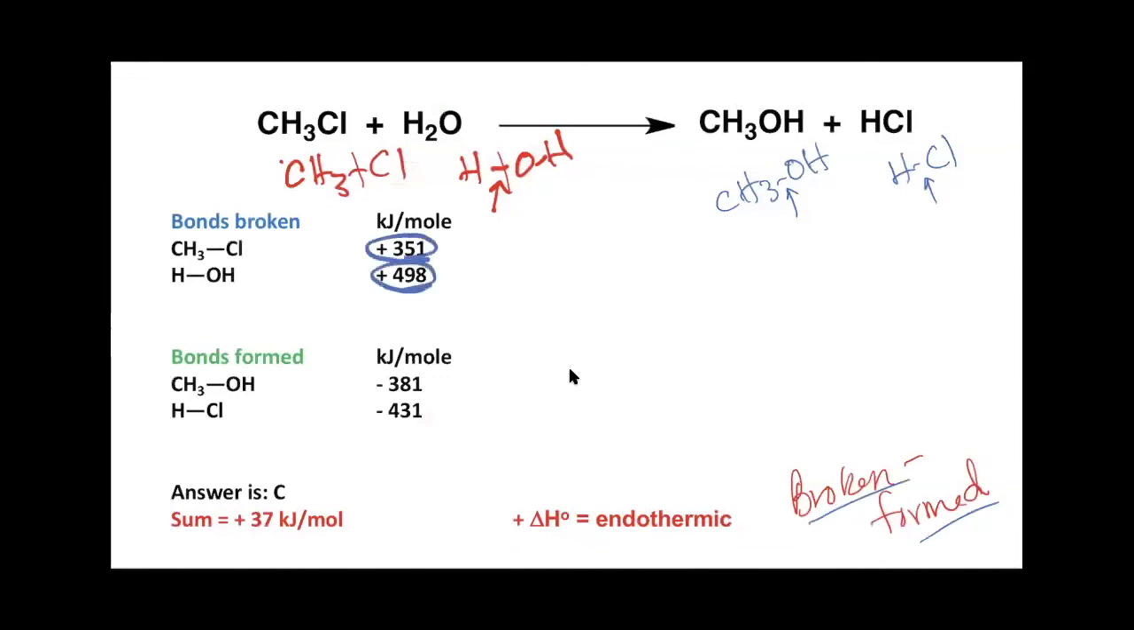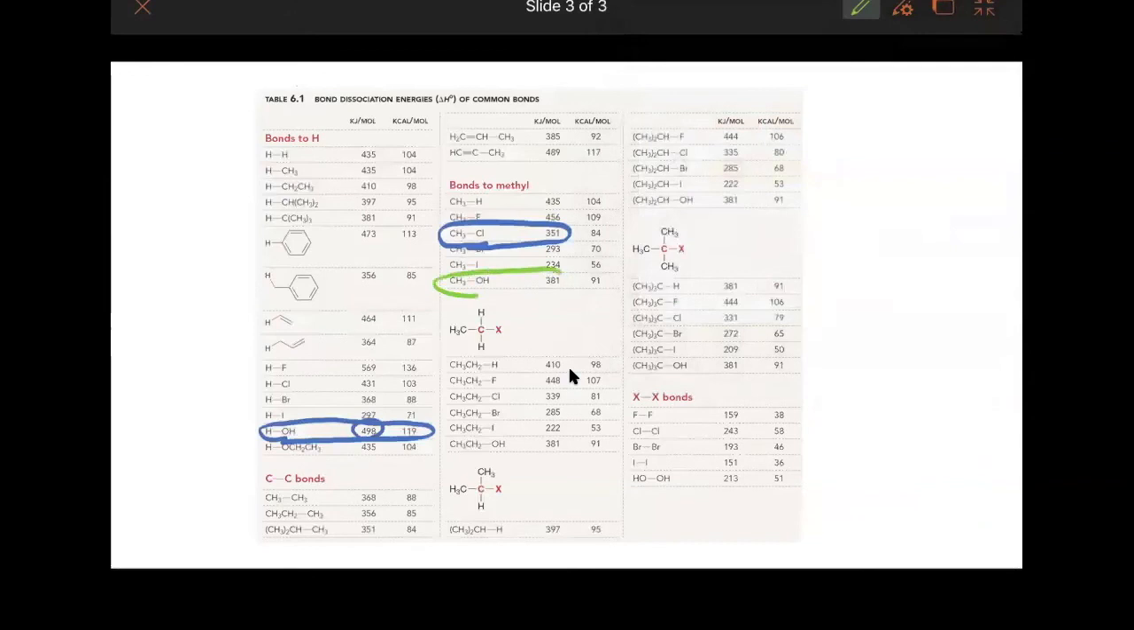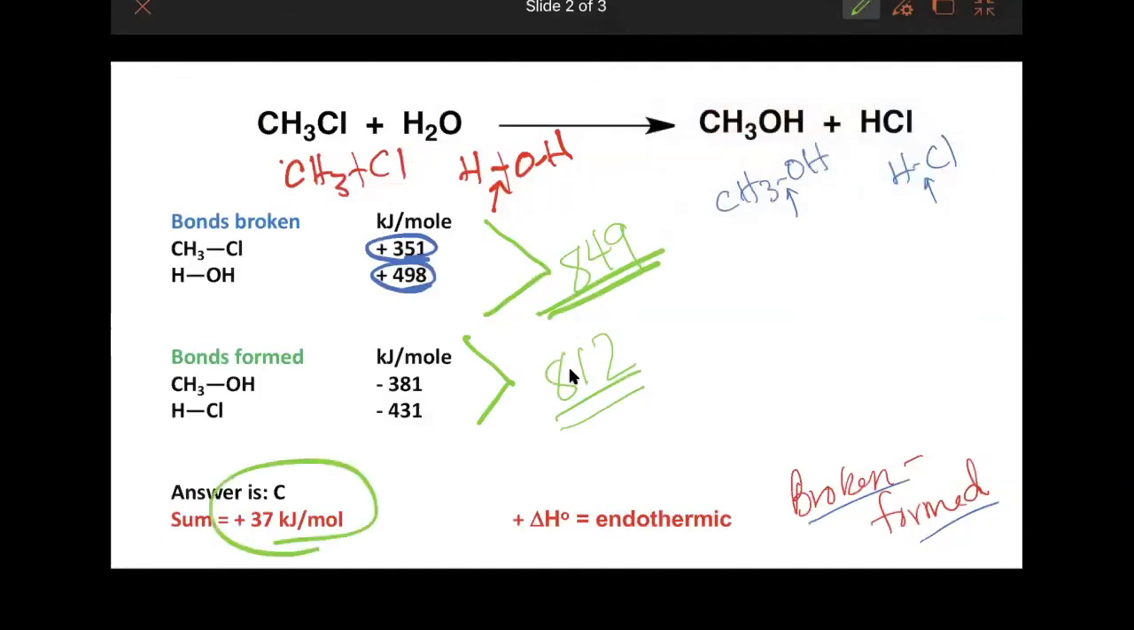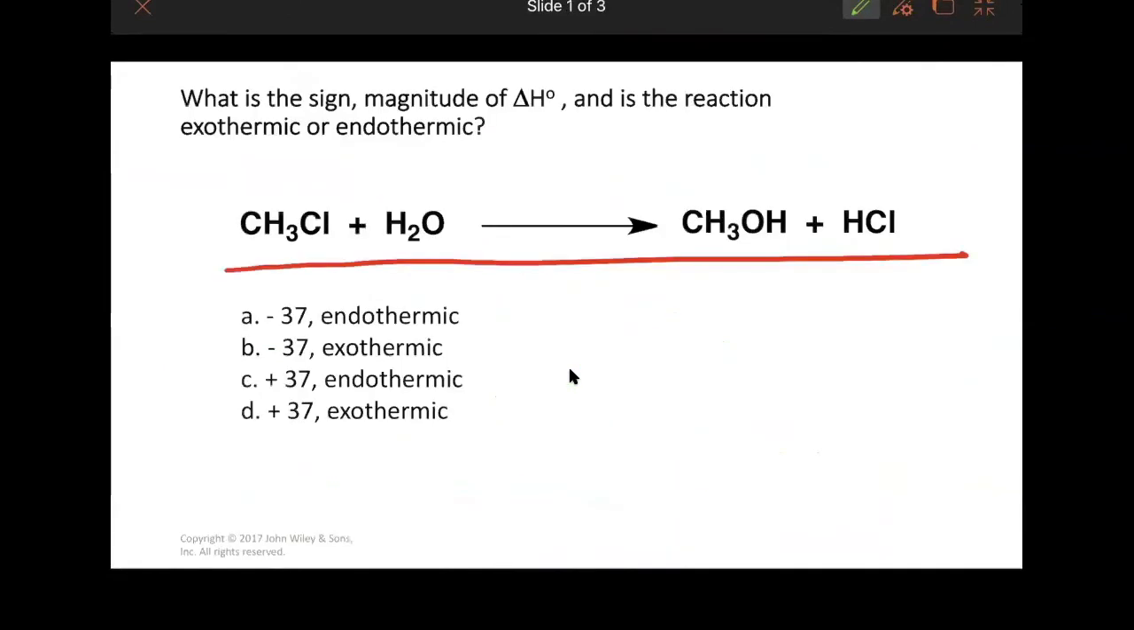And then if we look at our bonds formed, we have a CH3-OH bond formed, and that's 381. And we also have an HCl bond formed, and that's right here. And so we have 431. So now from the table, we've gotten all the values we need to do the calculation. Then we take broken, so we add these two values up, 849. And then if we add the bonds formed, that value is 812. And then if we take our broken minus our formed, we end up with positive 37 kilojoules per mole. And because that value is positive, it is endothermic. It turns out our answer is C, 37 kilojoules per mole, endothermic.